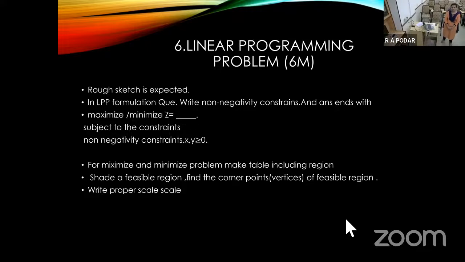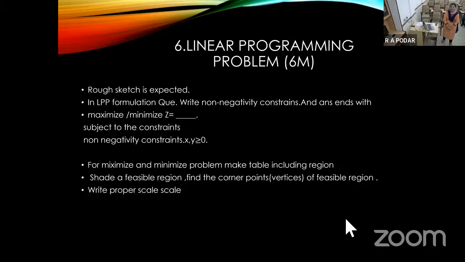So whenever we have this type of question, you have to make one column for this region, and if it is the origin side, only one word we have to write about that equation. If you are getting the inequality less than or equal to 0, it means it is origin side. And when it is greater than or equal to 0, it means it is non-origin side. So that column you have to mention there, and you have to shade the visible region, and you have to find the vertices of the visible region.